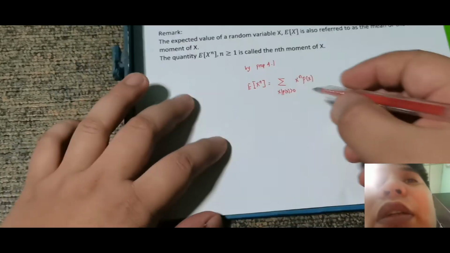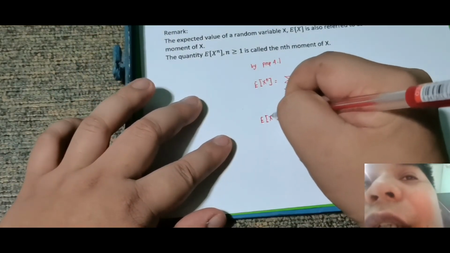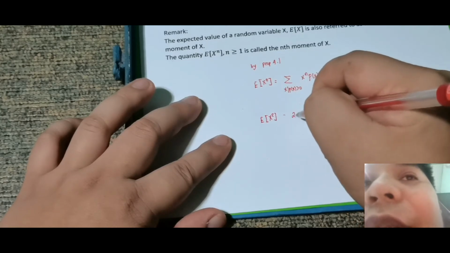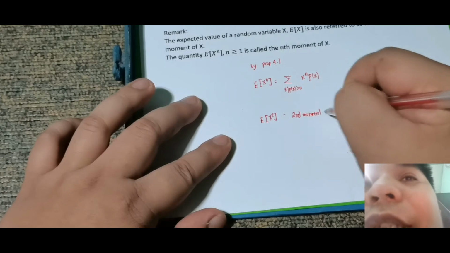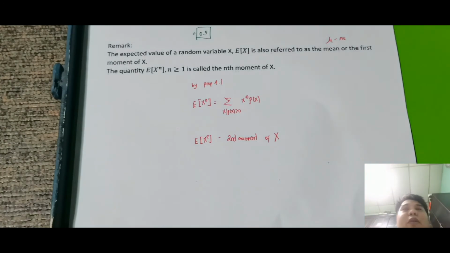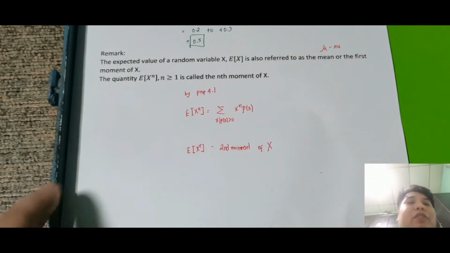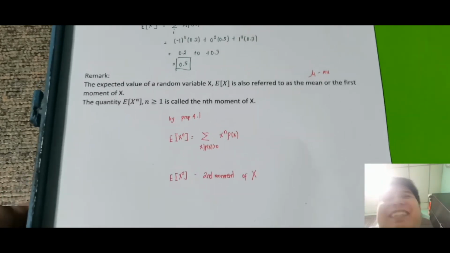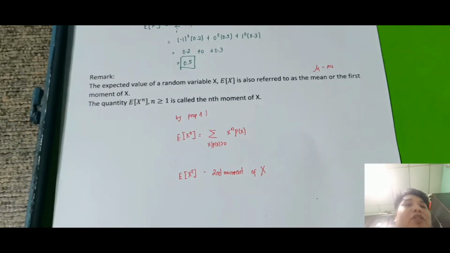Anong tawag dito sa x squared? Ang tawag dito ay second moment of random variable x. May third moment of x pa. Actually, may nth moment of x. Paulit-ulit mo lang siyang babalikan. Okay, proceed na tayo sa ating example. Sana makatulong sa inyo yung second moment.